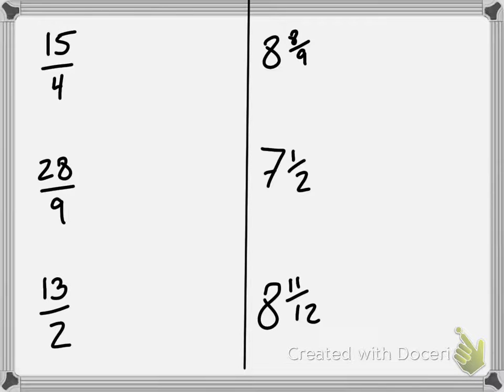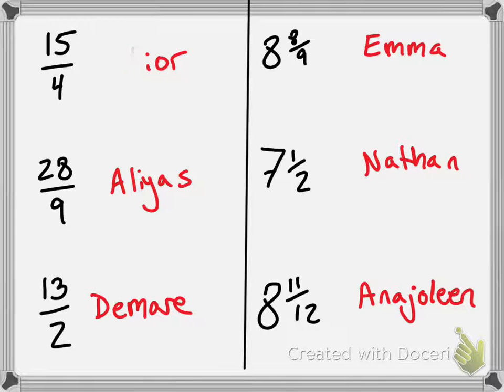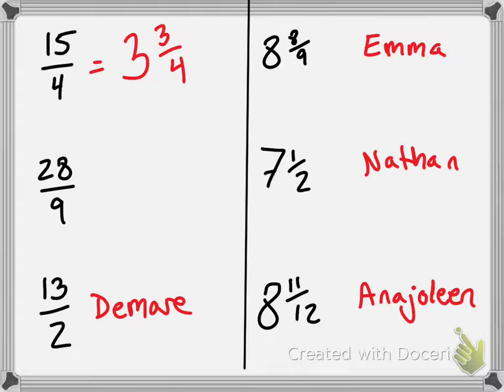So I want you to try these ones. Lior, what did you get for 15/4? I got 3 and 3 over 4. Perfect. 3 and 3/4. 4 times 3 is 12. I take away 12 and I get 3. Excellent. Elias, what about 28/9? Can you tell me what that one is, please?